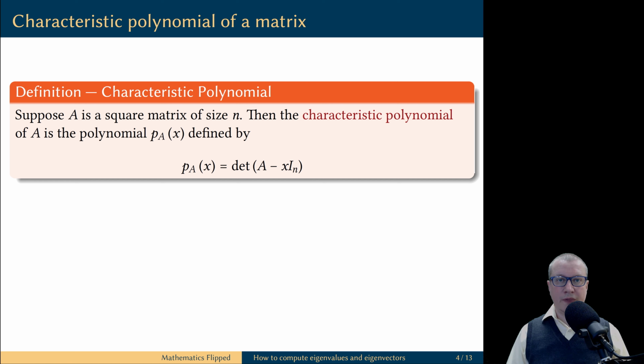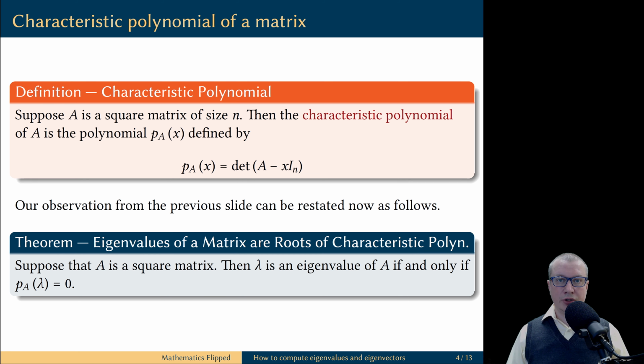We are going to give this determinant a name. Let's say A is a square matrix of size n, then the characteristic polynomial of this matrix is defined as the determinant of the matrix A minus xI. This is a polynomial in the variable x. With this new terminology, our previous criterion can now be rephrased as follows. The eigenvalues of a square matrix A are precisely the roots of its characteristic polynomial.